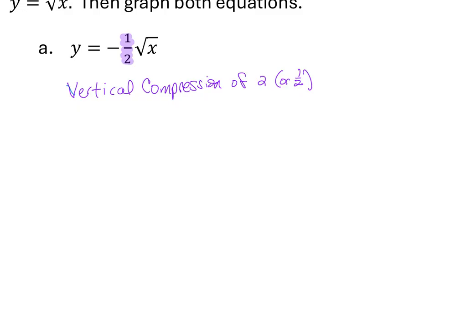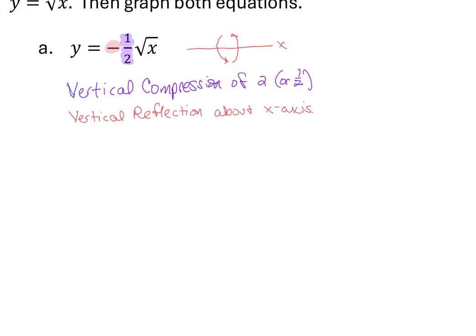We also have a negative on the outside, and so this is going to be a vertical reflection. And when we talk vertical reflection, remember, everything on top goes to the bottom, everything on the bottom goes to the top, and so we are reflecting about the x-axis. All right, so that's what we've got going on here.